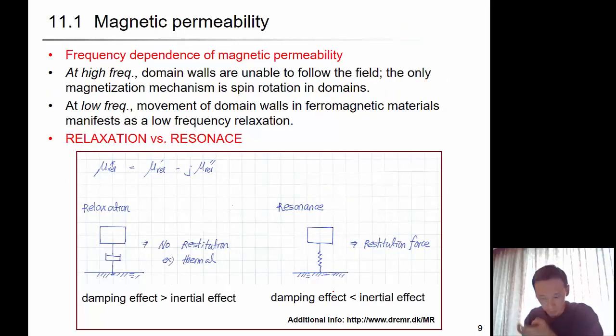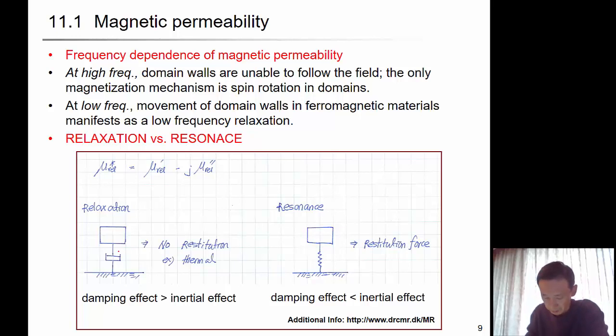So this magnetization is frequency dependent. At high frequency, the domain is unable to follow the field. The only magnetization mechanism is spin rotation in the domain. At low frequency, the movement of the domain wall in ferromagnetic material manifests as a low frequency relaxation.